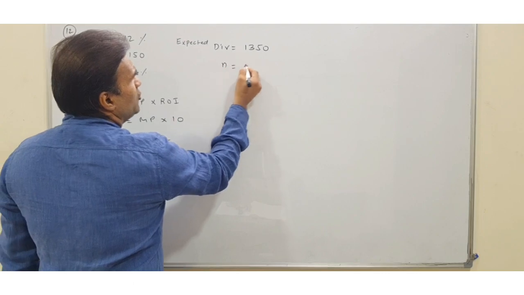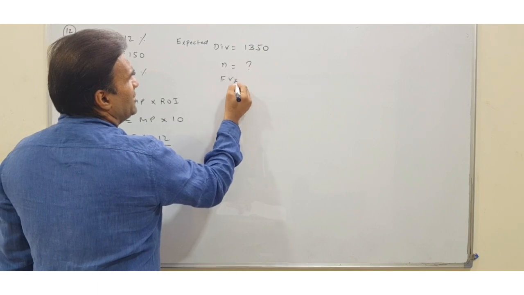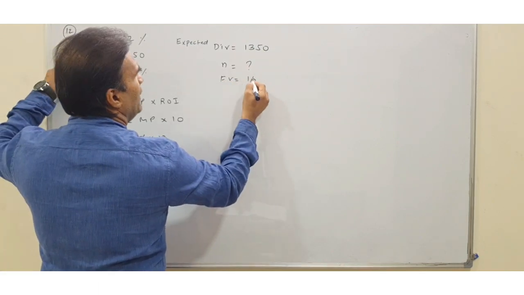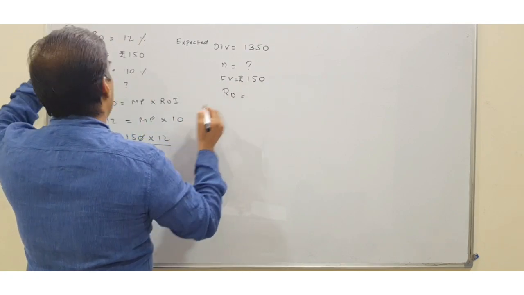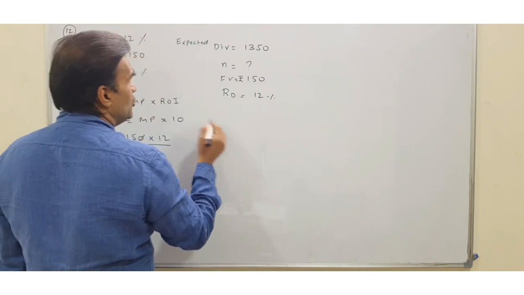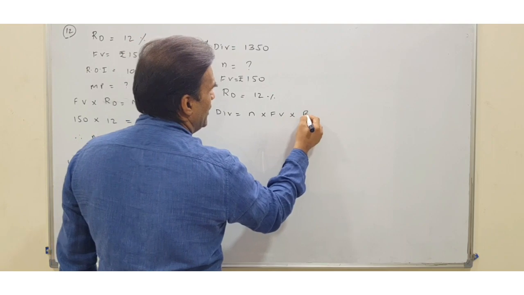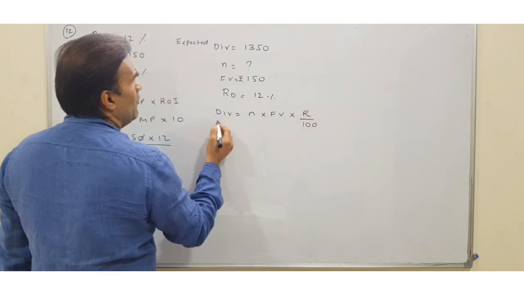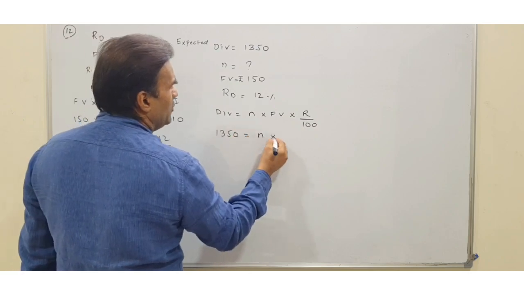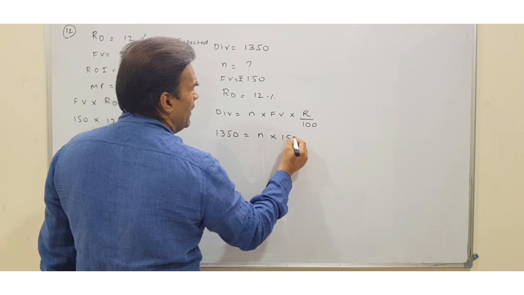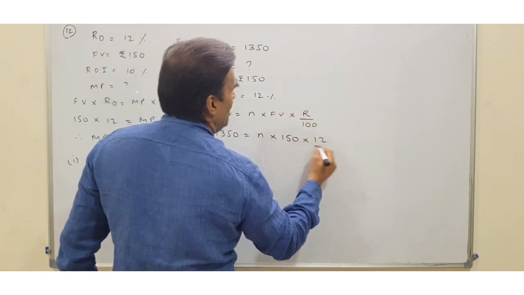So how many shares should you be buying? We don't know, because I want to earn this much dividend. What about the face value? Sir, face value is 150 rupees. What about the rate of dividend? Sir, rate of dividend is 12%. So, can I say dividend equals number of shares into face value into rate upon 100? How much is the dividend? 1350. What about the number of shares? We don't know. What about the face value? 150. What about rate of dividend? Sir, it's given to us, 12%.